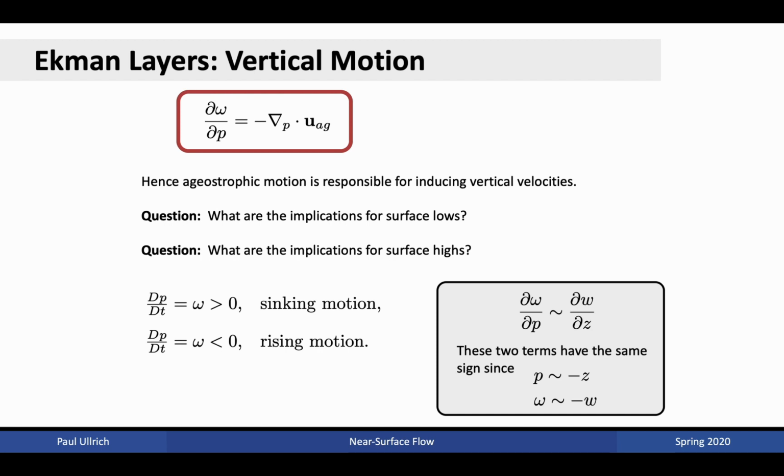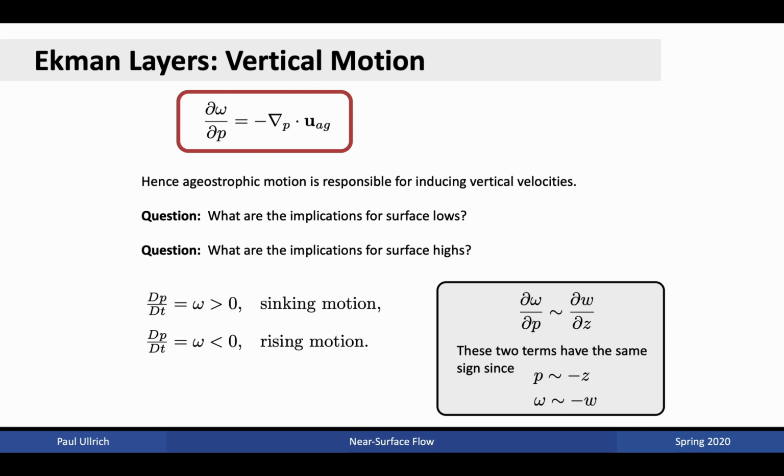All right, so again, what does this mean? Well, in the case of surface lows, we must have convergence of the flow. Convergence of the flow is negative divergence, so the right-hand side of this equation is going to be positive. What does that mean? Well, ∂ω/∂p is proportional to ∂w/∂z, recalling that pressure decreases as we go up, and omega is proportional to negative w. Consequently, we must have upward motion induced when we have a surface low.